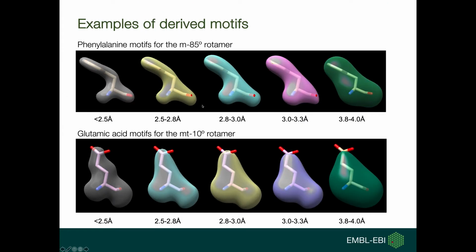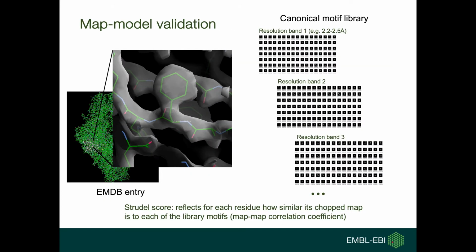Here are shown the motifs for a phenylalanine and a glutamic acid rotamer in several resolution bands. The grouping into resolution bands is done based on the resolution claimed by the authors in the incoming entries. You can see how the shape changes with the resolution decrease. At this stage, we had a library of amino acid map motifs generated for different resolution bands. They can be used for various purposes, but we were most interested in the map model validation.